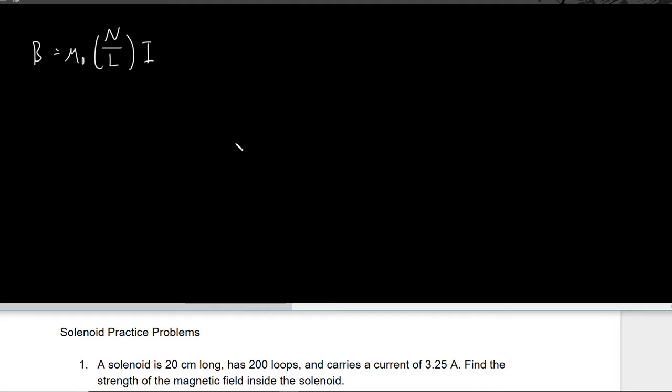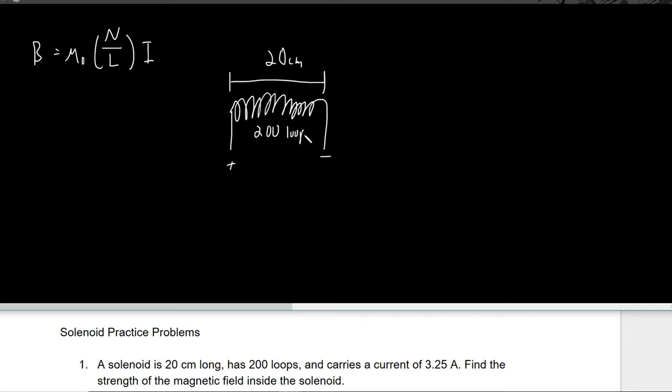So we've got a solenoid, and I'm just going to do it kind of like this. We're going to use our imaginations a little bit. We're going to say that my solenoid here is 20 centimeters long, but it contains 200 loops or 200 coils. And let's even convert this. For the most part my equations aren't going to be able to use centimeters, mainly because my permeability of free space is in meters. 20 centimeters is 0.2 meters, okay? And the current going through this wire is 3.25 amps, okay?